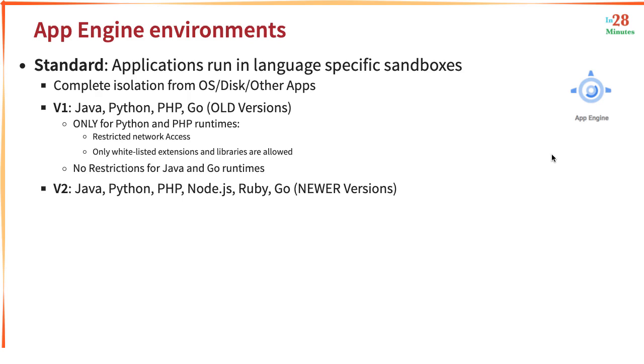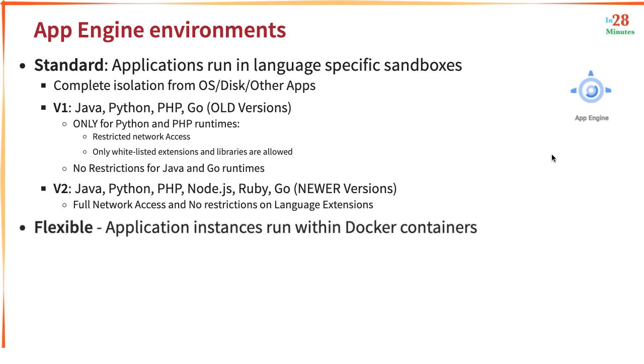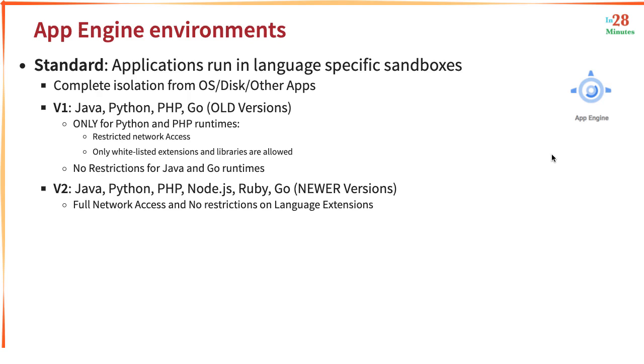There is also a V2. So this is the newer version of standard, which is recommended by Google. So if you're creating a new application, and if you're planning to use standard, then you should use the V2 version of standard. This would support all the newer versions. So Java, Python, PHP, Node.js, Ruby, Go, all these are supported by V2. This provides you with full network access, and there are no restrictions on language extensions. So standard is when you'd want to run applications in language-specific sandboxes.